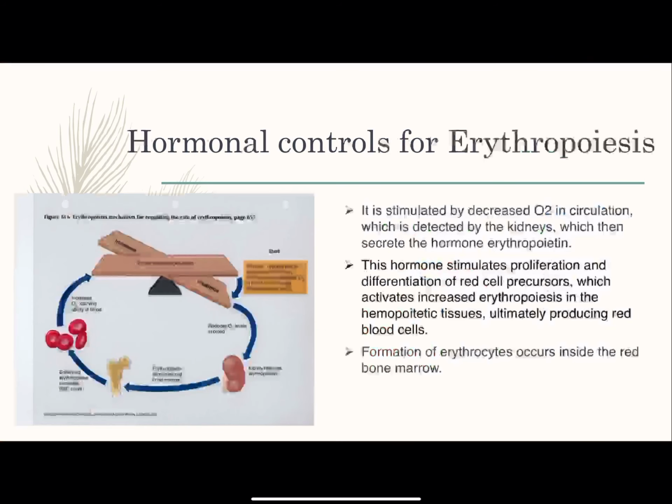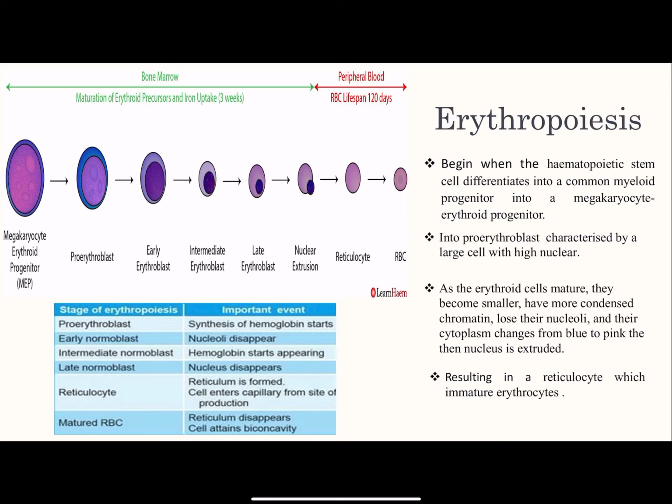So the process starts when there is a decrease in oxygen level in the circulation. This will be detected by the kidney. Then the kidney will secrete the hormone erythropoietin, as I said. Then the hormone erythropoietin will get into the bloodstream, then reach the bone marrow and stimulate it to produce red blood cells. So this is the process of production and development of the red blood cell inside the red bone marrow.